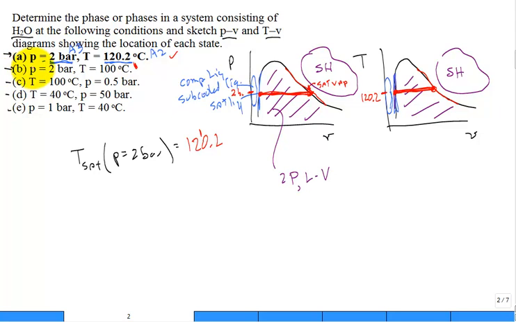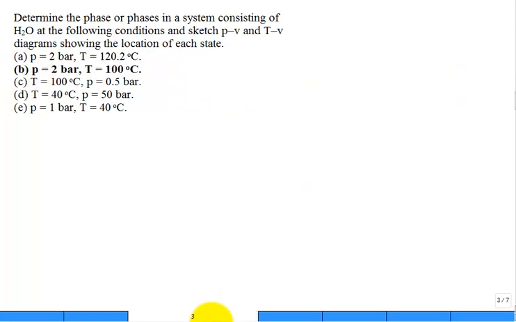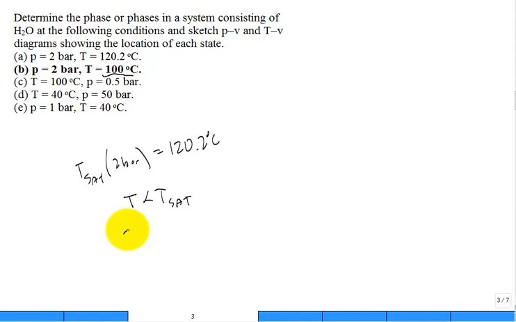Let's take a look at the second one, and what I'm going to do is go to a clean slide. So we have 2 bar and 120 degrees C. Well, we just said that the Tsat at a pressure of 2 bar comes in at 120.2 degrees C. So you compare this actual temperature, we find the temperature is less than Tsat. Well, it's colder than the saturation temperature, so it's subcooled liquid.